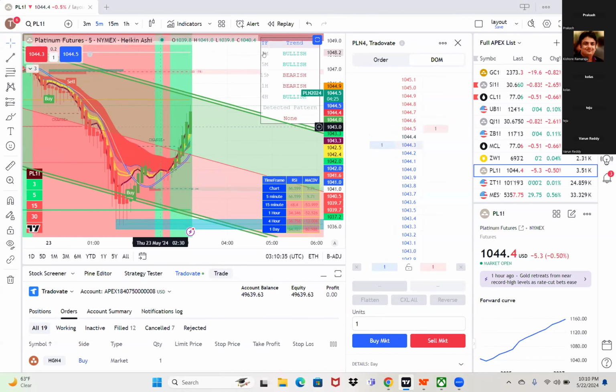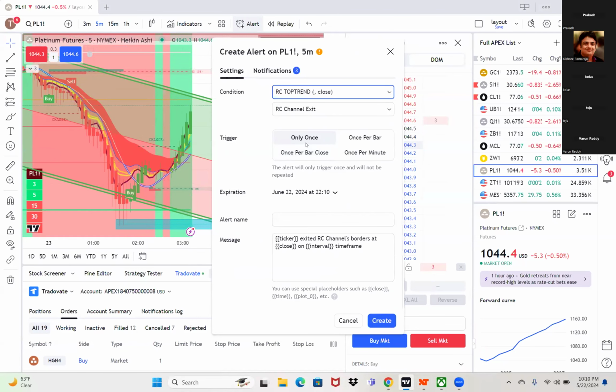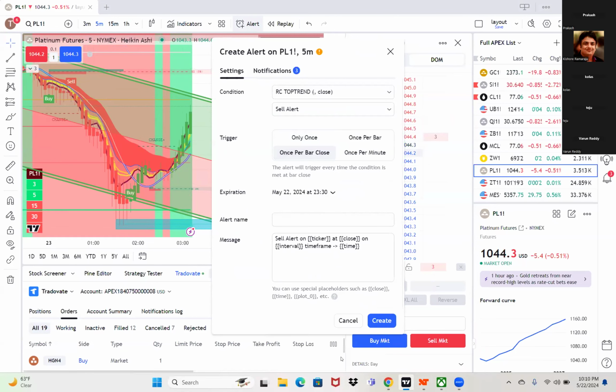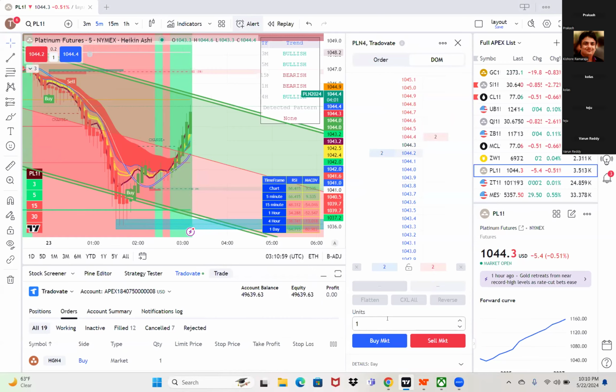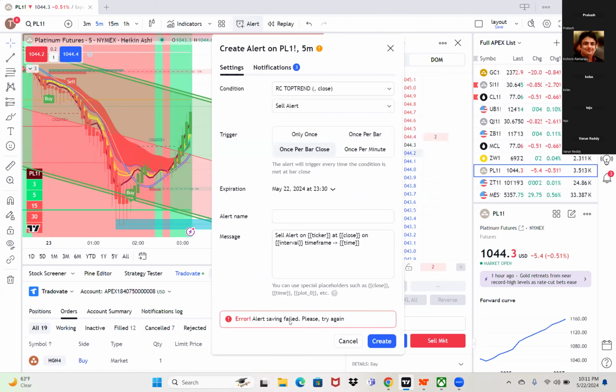Anna, while I'm trying to create an alert, one minute, I will show you. Go to RC top trend. You will do a sell alert. Alert saving failed. Because you don't have that plan, right? Maybe you can get that trial plan.